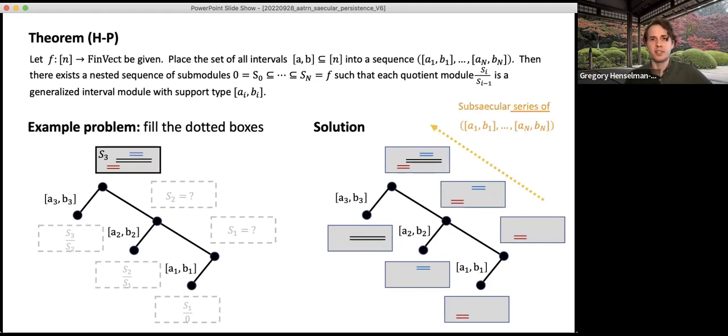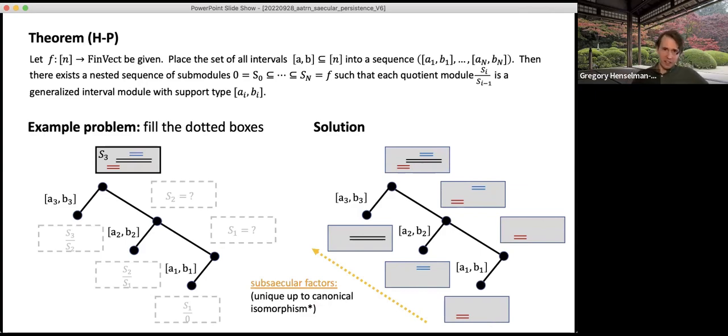So we call this the subsecular series of the sequence of intervals that is specified here, the A1, B1 through AN, BN. We call this the corresponding set of subsecular factors, that is the factors of the sequence. And as you might hope, this set of factors is unique up to canonical isomorphism if your sequence of intervals satisfies a particular condition. So the condition is that your sequence has to be non-decreasing with respect to the partial order on intervals given by embedding of intervals into Z2.